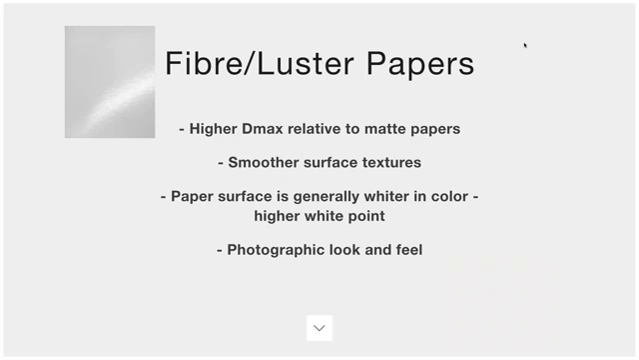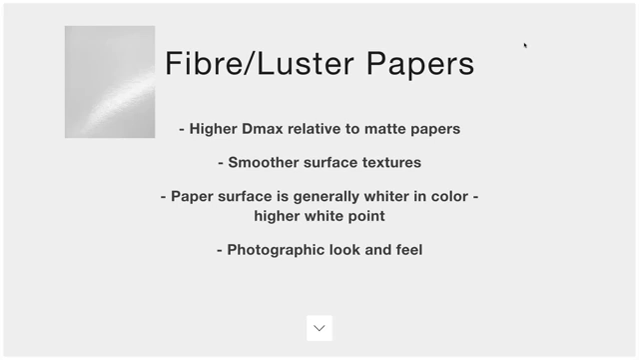The next major category that I want to talk about here are the so-called luster or satin or fiber finishes. Any of those terms apply here: semi-gloss, luster, satin, even fiber. These similar finishes are all generally characterized by the following things. They have a higher Dmax, more density relative to matte papers. They have smoother surface textures. The paper surface is generally whiter in color, as I mentioned before. They have a higher white point, and they have more of a photographic look and feel.